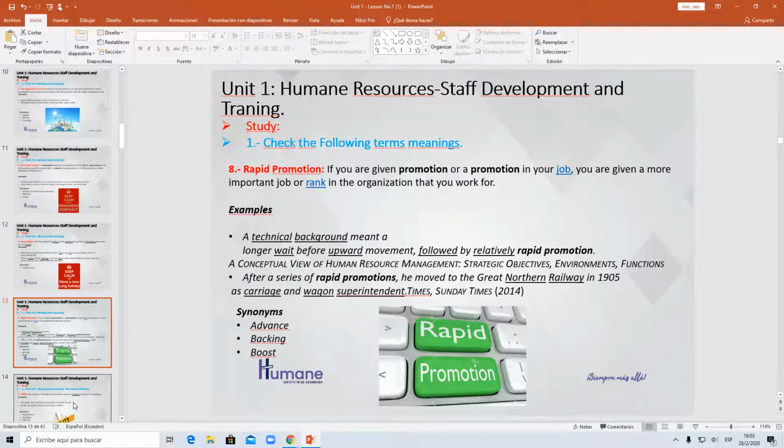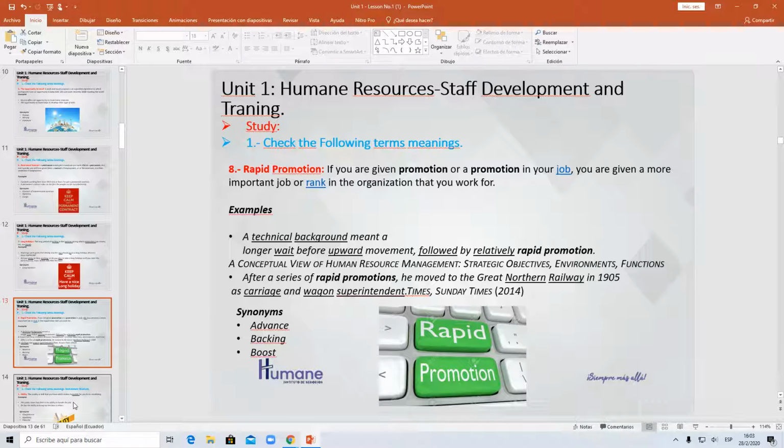A rapid promotion. If you're giving a promotion in your job, you're given a more important job or rank in the organization that you work for. For example, a technical background meant a longer wait before upward movement followed by a relative rapid promotion. This was expressed in a conceptual view of the human resources management, strategic, objective, environment, and functions.